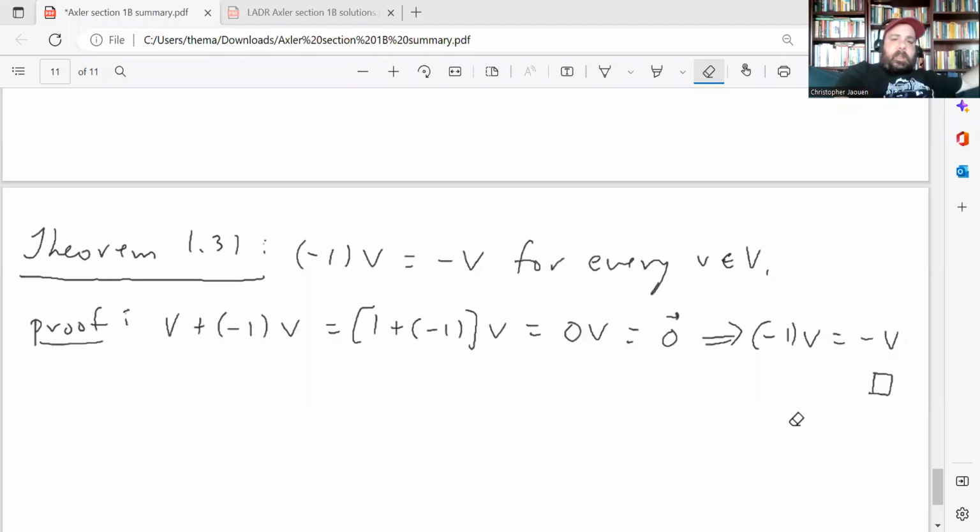In this video, I'm going to do the exercises for section 1B in the Axler book, Linear Algebra Done Right. So let's jump into the problems. There aren't that many problems in this section, so I basically did all of them, and they're all kind of short, so this video is probably going to be a little bit short because of that.